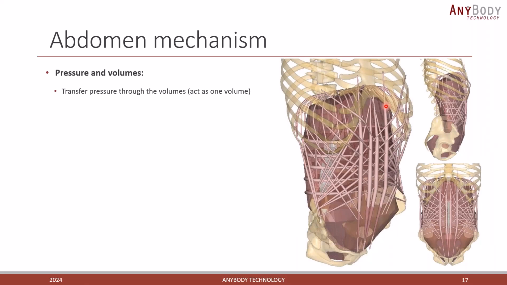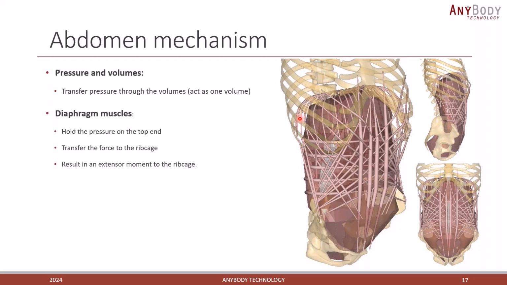So how does the abdominal mechanism work if we put all these volumes, the ribs, and the diaphragm together? We have the pressures inside the volumes, so the pressure can build up inside the whole volume like this. And then we have the diaphragm at the top. It can hold the pressure at the top and transfer the forces to the lower rib cage wherever it has the insertion points. And then it results in an extensor moment to the rib cage, which is what we expected.